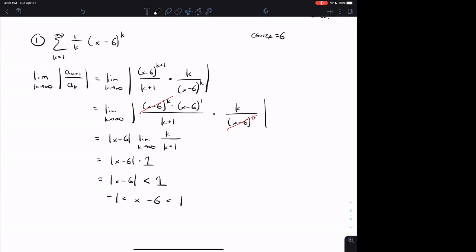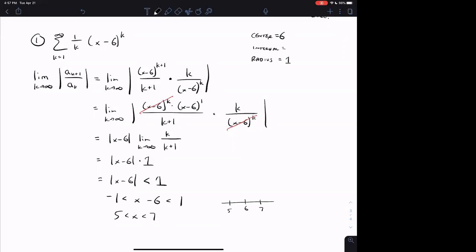Everybody clear to there? That then means that 5 is less than x is less than 7. So you add 6 to all 3 parts. Any questions? If you think of that on the number line, the center we said was 6. This goes from 5 to 7. So from here, the radius of convergence is what? 1. The radius is 1, because it's the distance from the center to either endpoint.